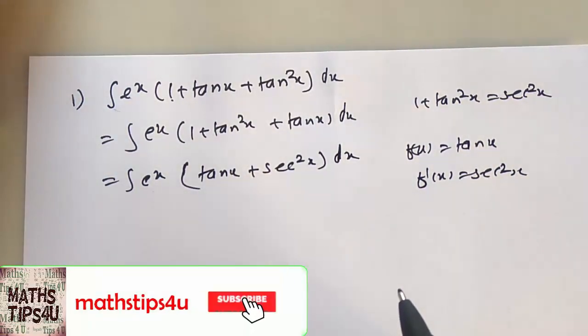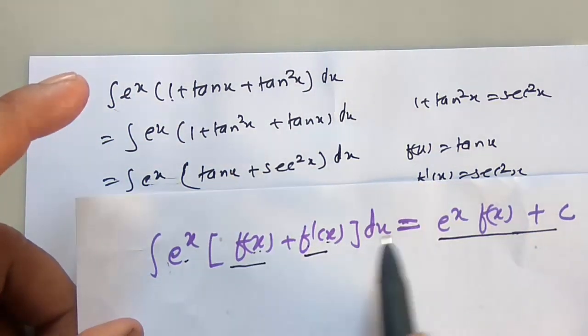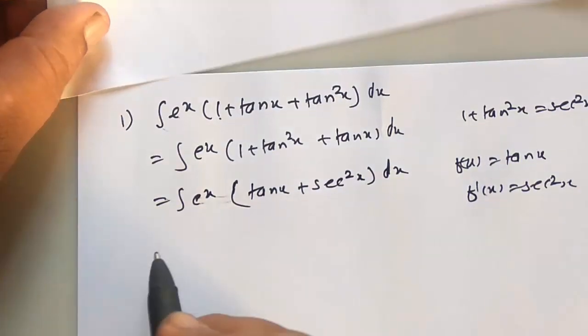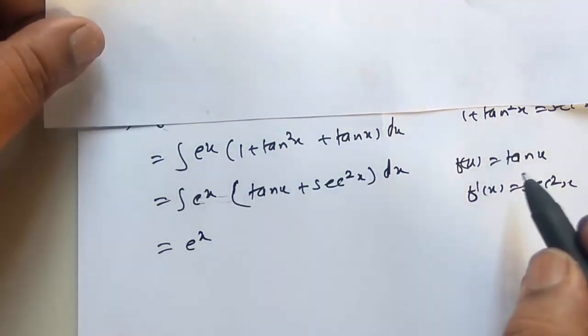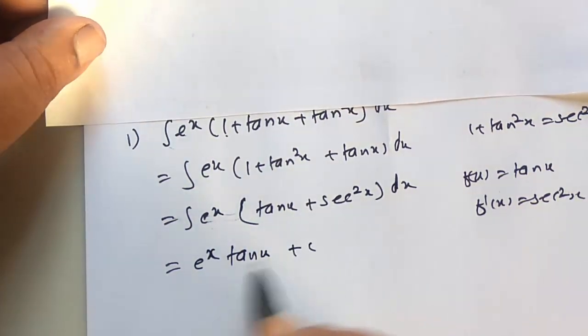So with this formula, integration of e raised to x, f of x plus f dash of x dx is equal to e raised to x f of x plus c. So its integration is e raised to x, tan x plus c. So this is the answer.